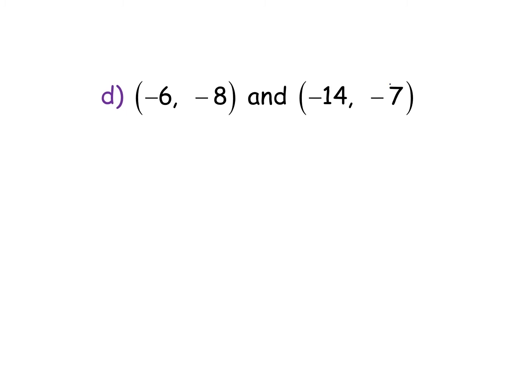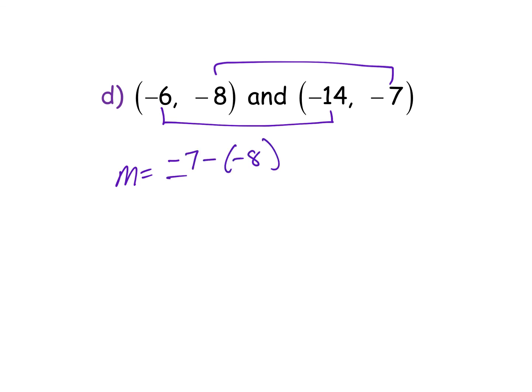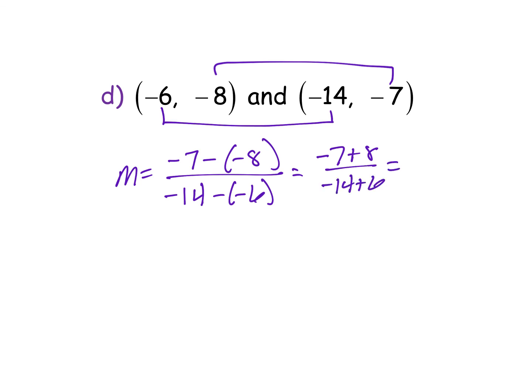Last one says, should we start with the second one this time? -7 minus a -8 over -14 minus a -6. Boy, that's a lot of negatives. Minus a minus means plus, so I'm just going to rewrite it this time. -7 plus 8 over -14 plus 6. So -7 plus 8. 8 minus 7 is 1.